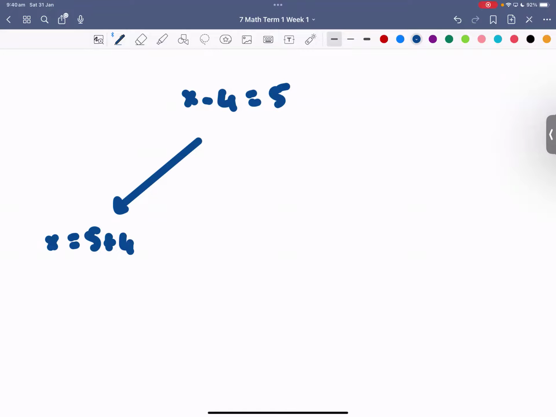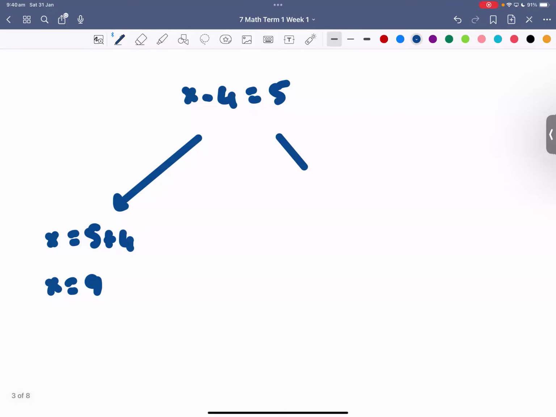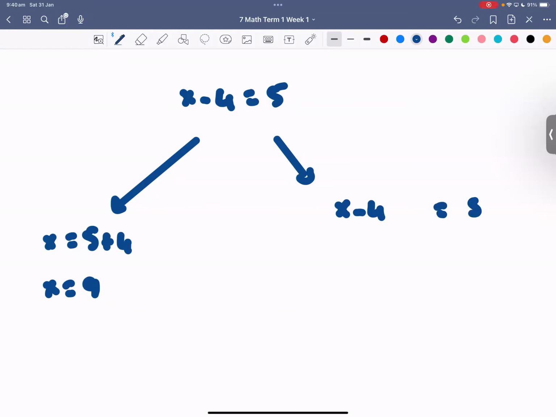Who's been taught to do it like that? All righty, fine. Some of you have been taught to do it like that, meaning x equals 9. That's not wrong, but it's not actually what you're doing. What you're actually doing, guys, and maybe you haven't learned it properly: if someone says x take 4 is 5, you're not bringing this to the other side. What you're actually doing is adding 4 to both sides of the equation. That's what you're actually doing.